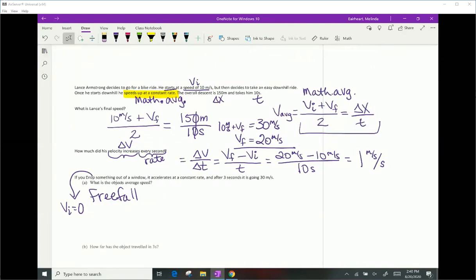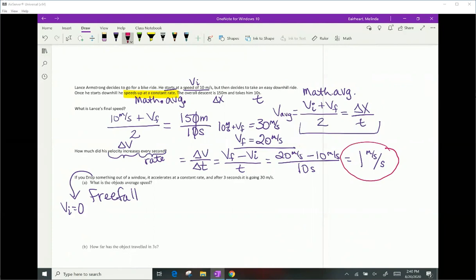I don't think it is. Because for the first part, you found the average velocity, which was 15, right? And then for the second part, how much did the velocity increase? You set it up so that the average velocity was 15, and you set it equal to 10 plus V2 divided by 2.